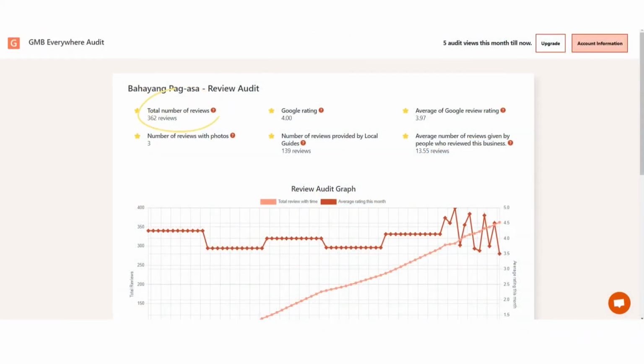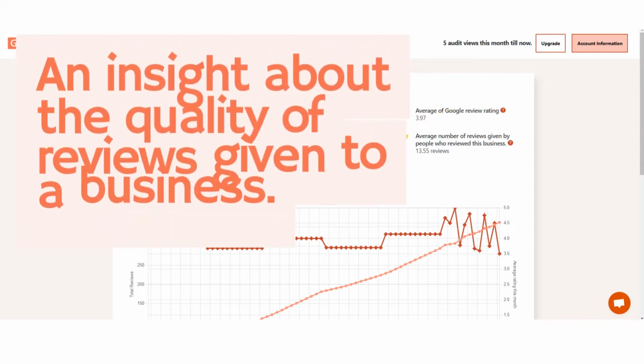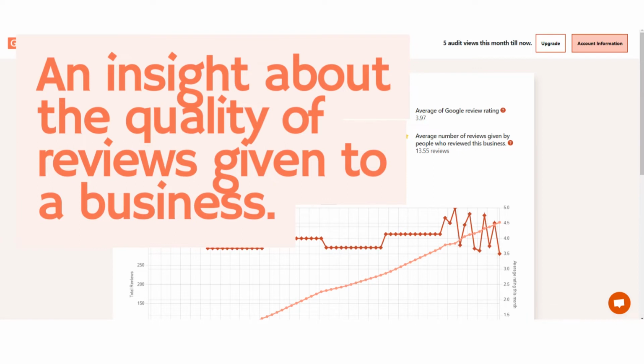In this audit page, you will see the total number of reviews, number of reviews with photos, Google rating, number of reviews provided by the local guides, the average Google review rating, and also the average number of reviews given by people who reviewed this business. With these details, you can have an insight on the quality of the reviews the people are giving to your competitors.